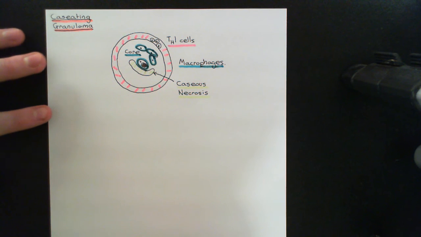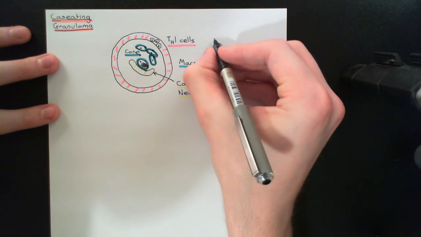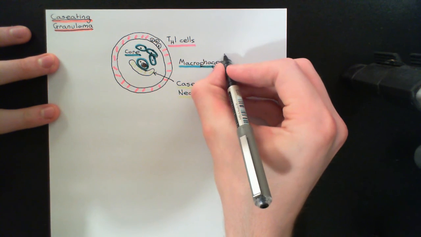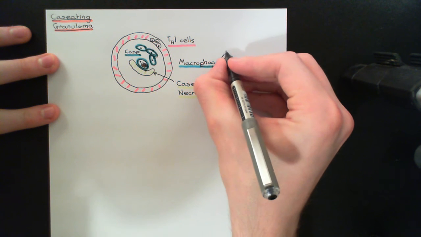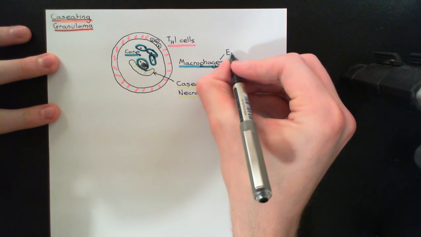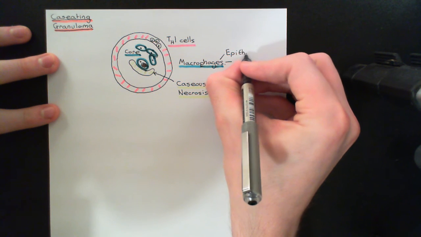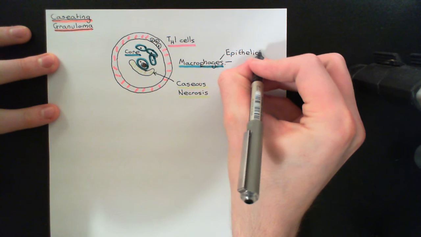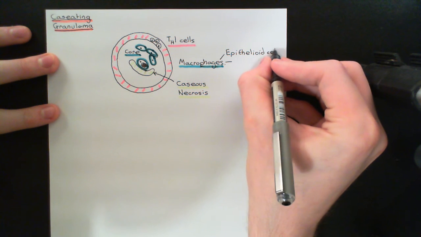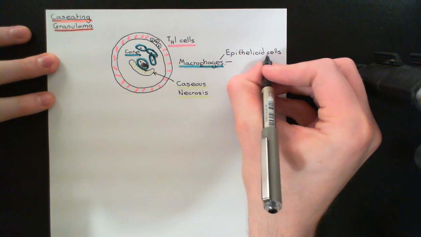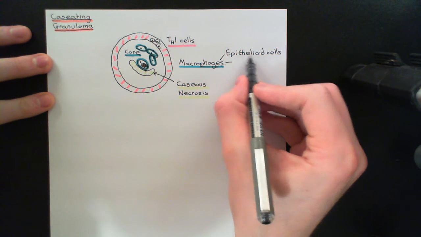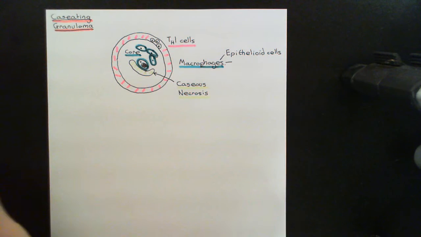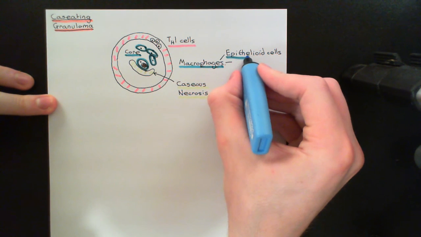Now just before we move on, let me tell you about the different forms of macrophages that can actually develop inside of these caseating granulomas. Inside of caseating granulomas, special forms of macrophages can end up developing, which are known as epithelioid cells. Now these are massive great macrophages, even bigger than normal, so big that they start resembling epithelial cells. So epithelioid cells are macrophages that are so big now that they actually look like epithelial cells.